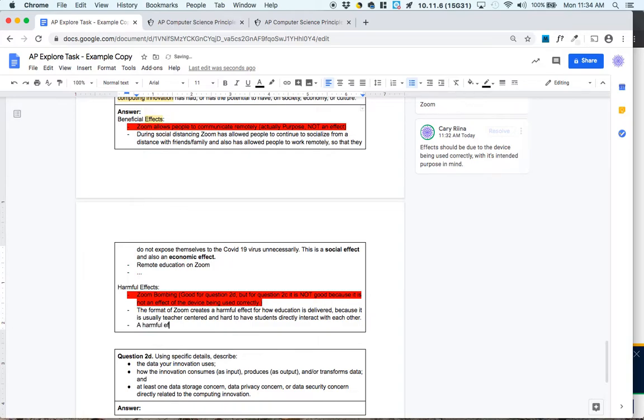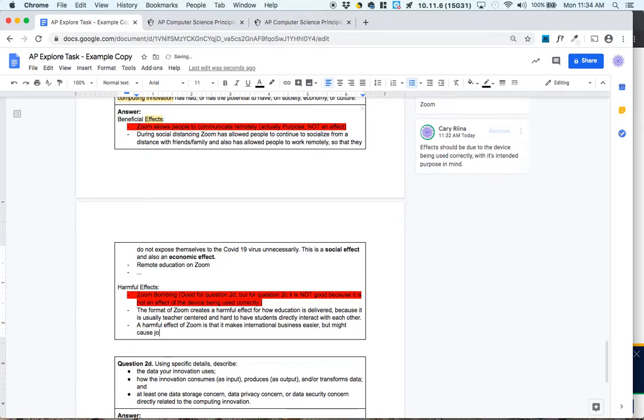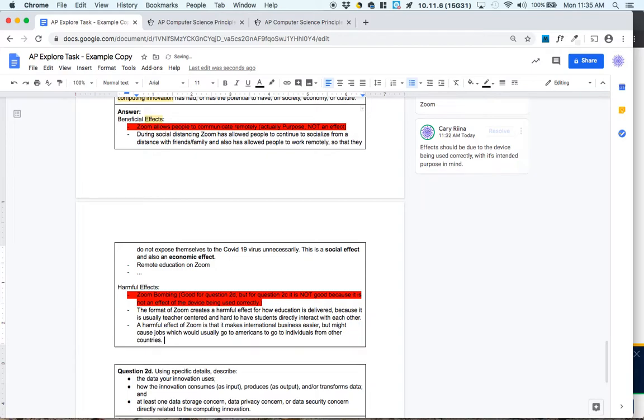A harmful effect of Zoom, oh, here we go, here's a good one. A harmful effect of Zoom is that it makes international business easier, which doesn't seem harmful, right? But it might cause jobs which would usually go to Americans to go to individuals from other countries. And that could be argued to be a beneficial or a harmful effect, right?